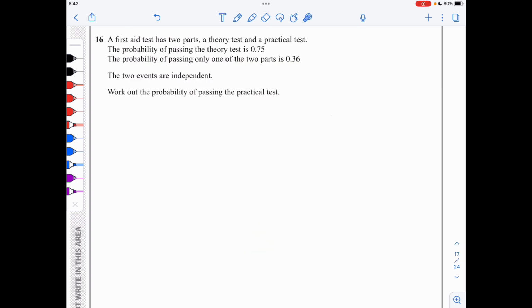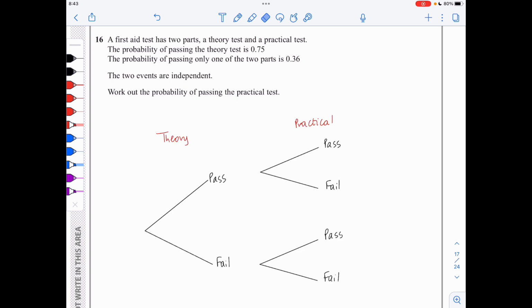In 16, we've got a first aid test that has two parts, the theory and the practical test. The probability of passing the theory test is 0.75, and the probability of passing only one of the two parts is 0.36. The two events are independent, and we need to work out the probability of passing the practical test. It makes sense to draw a tree diagram here because we've got two stages, the theory and the practical test. We know that the probability of passing the theory is 0.75, so the probability of failing is 0.25.